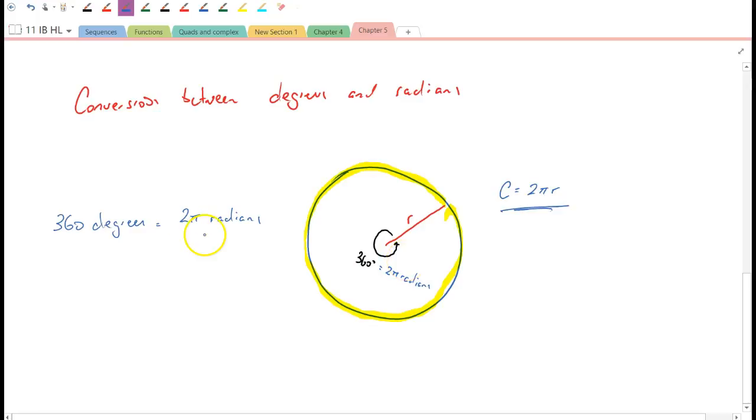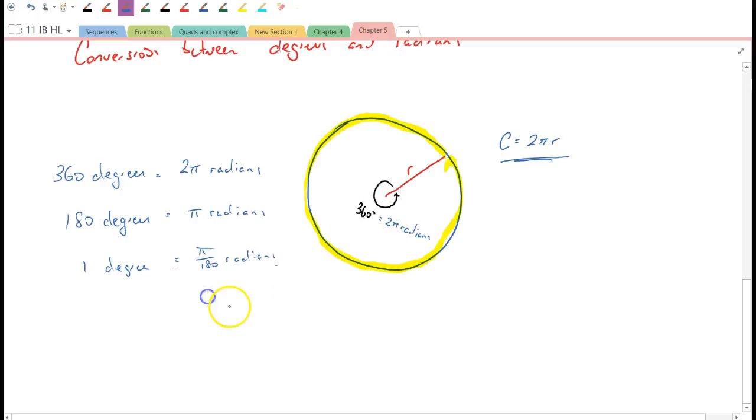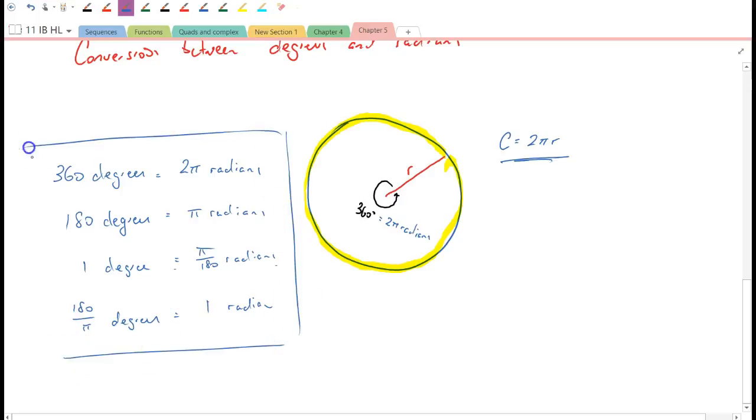So here's our conversion. So if you like, dividing both sides by 2, 180 degrees is equal to pi radians. And therefore, 1 degree, dividing both sides by 180, is pi over 180 radians. And going the other way, 1 radian, dividing both sides here by pi, will be 180 over pi degrees. Now you might find those conversions quite useful.